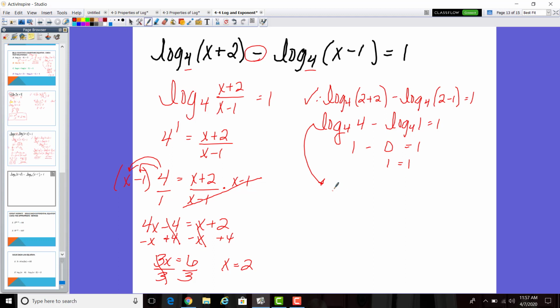Second way would be to condense these. Log base 4 of 4 divided by 1 has to equal 1. That gives me the log base 4 of 4 equals 1, and we can prove that 4 to the first power does equal 4. Those are the easiest ways to do that. Either way, both of them check out and prove that x equals 2 is my solution.